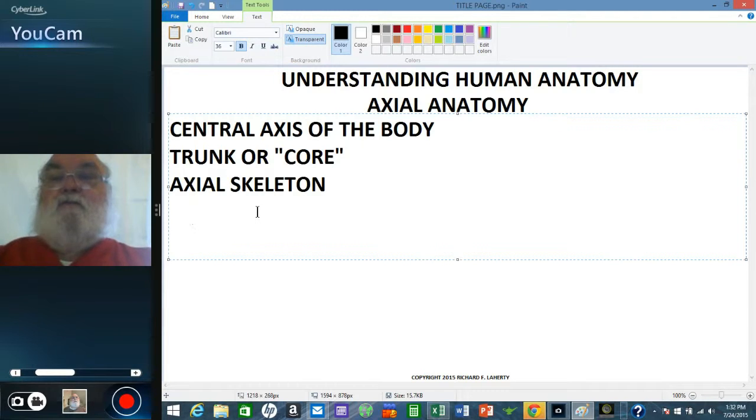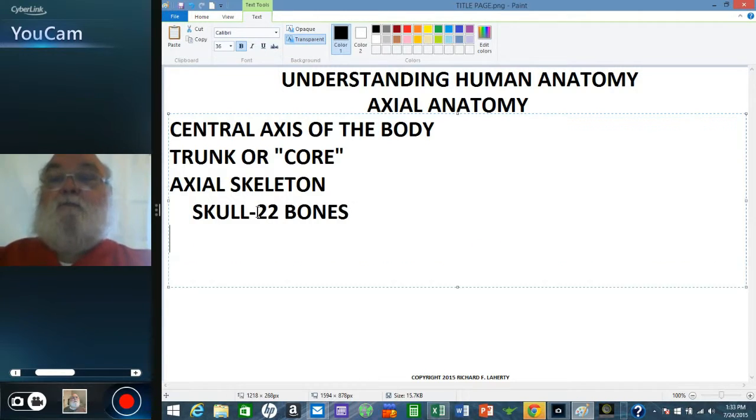One of the structures of the axial skeleton is the skull. And the skull is actually composed of 22 separate bones, some of which are fused, others joined by various types of joints. Another part of the axial skeleton is the spinal column. And the spinal column is composed of 32 to 34 separate vertebrae.